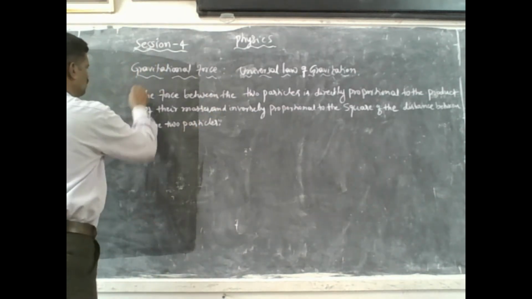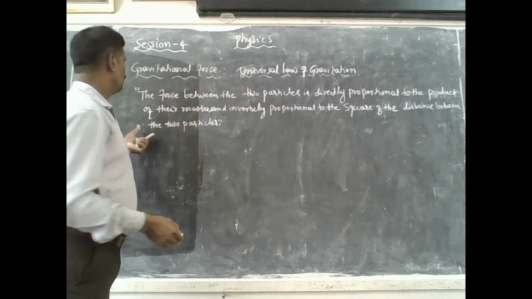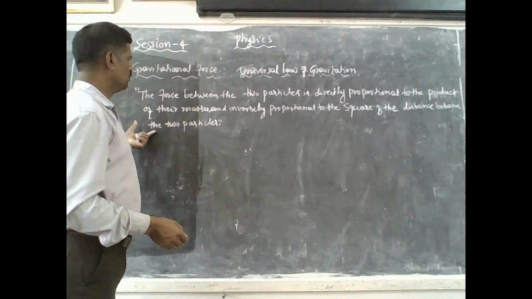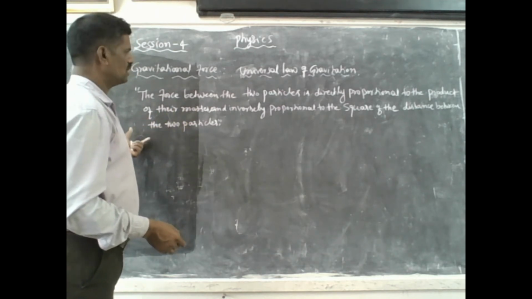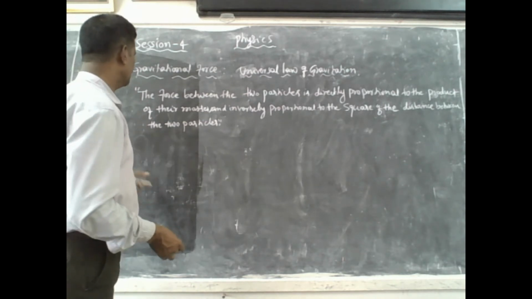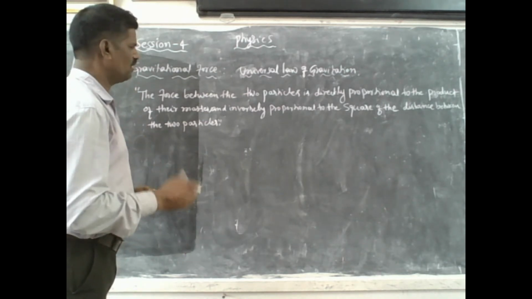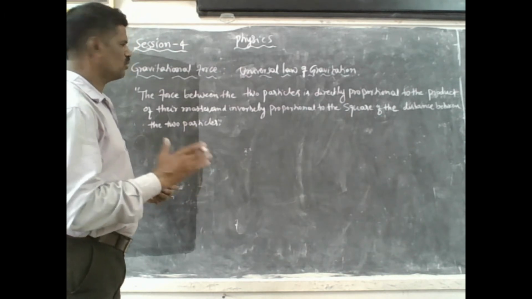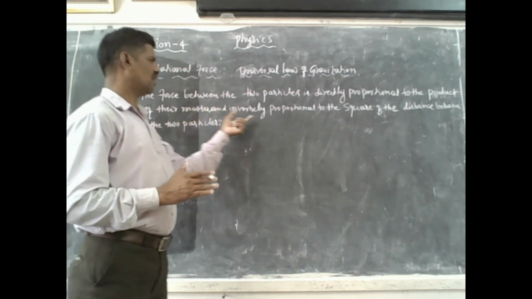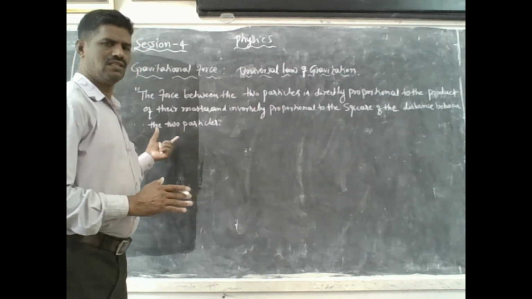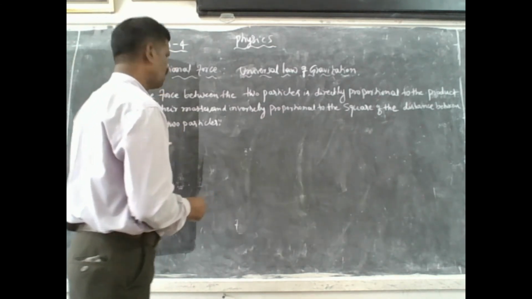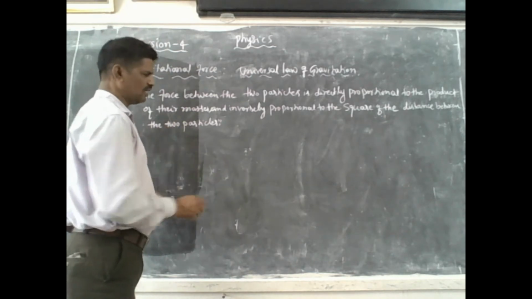So this is known as Newton's universal law of gravitation, isn't it? That means the force between the two particles is directly proportional to the product of their masses and inversely proportional to the square of the distance between them, isn't it?